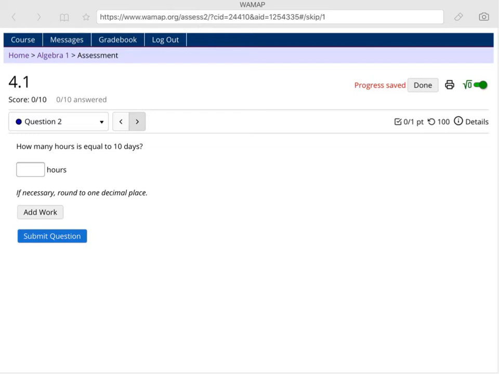So I just again type in 240 there and then submit. As a side note here, you'll notice we do have a button that says add work. That's not graded, but you can click on that and it gives you a box where you can type some stuff in. And it's just a place where you can track some stuff that you're doing in case you don't have paper handy or want to give me a little bit more insight into what you're doing when you submit your problem.